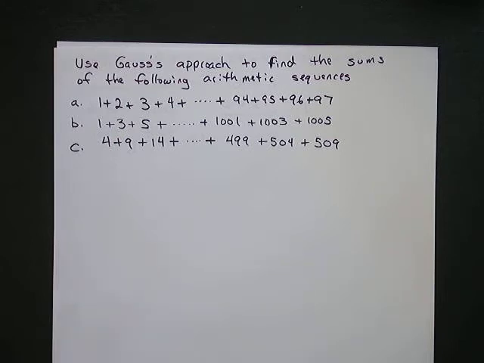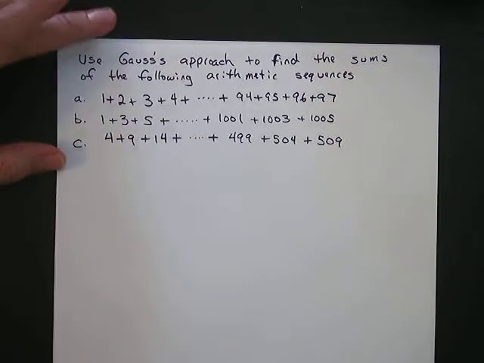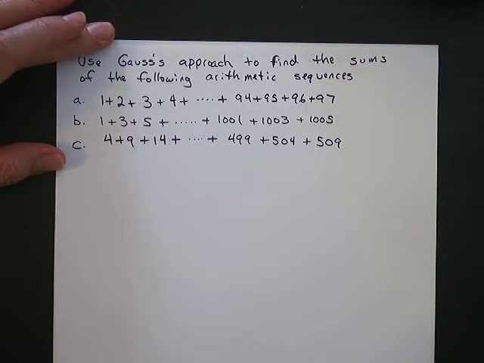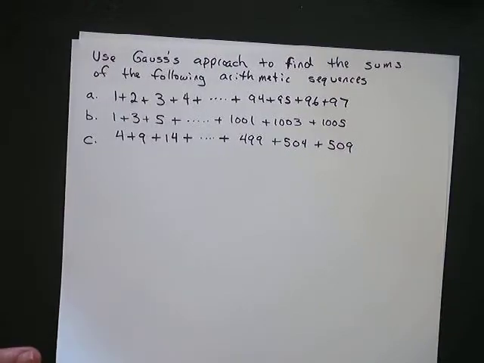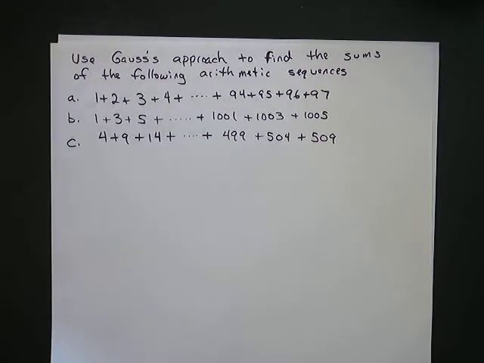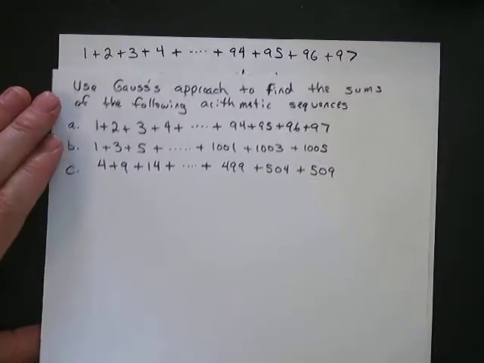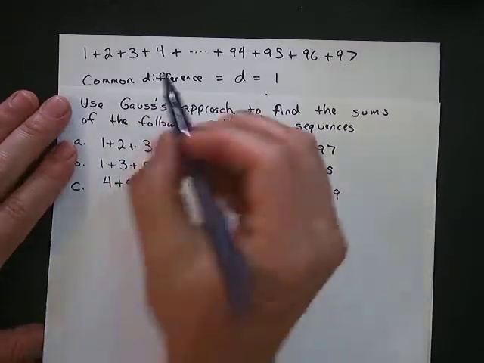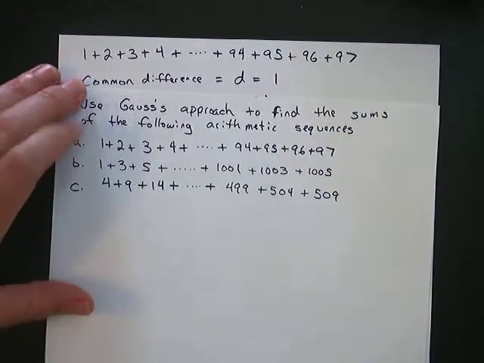Okay, in this problem, we're supposed to use Gauss's approach to find the sums of the following arithmetic sequences. Let's take a look at A. So we have 1 plus 2 plus 3 plus 4, and then dots, and in the middle, 94, 95, 96, 97. Okay, so the first thing I want to do is find the common difference. So what is the common difference here?